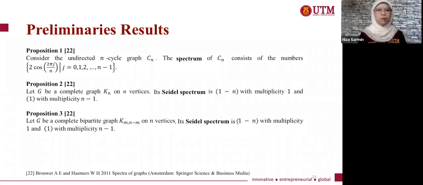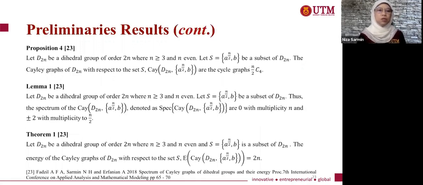So these are just some preliminary results that we'll use later in our research to find the spectrum of the n-cycle graph. The spectrum of the n-cycle graph Cn consists of the numbers 2 cosine 2 pi j over n. For the complete graph Kn, the Seidel spectrum is found to be 1 minus n and 1 with different multiplicity. And for the complete bipartite graph, the Seidel spectrum is 1 minus n with multiplicity 1 and 1 with multiplicity n minus 1.